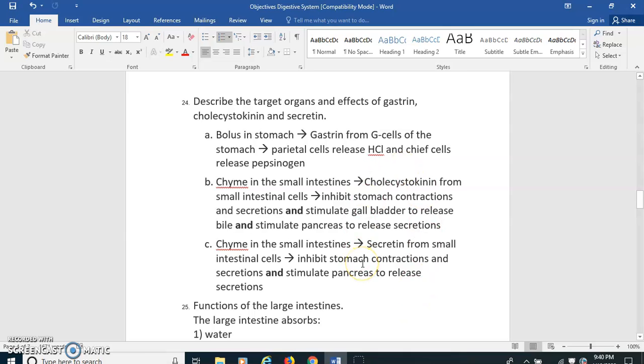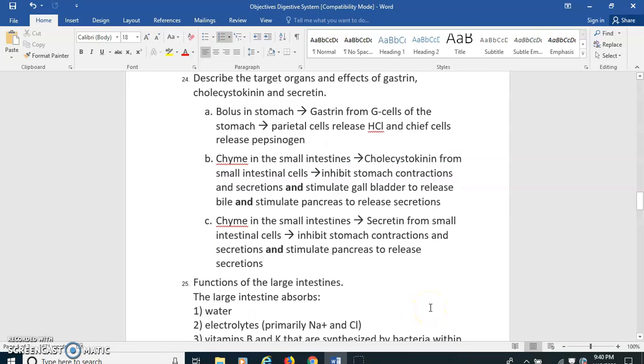So there's some other information in the book about hormones and additional functions, but these are the ones that I'll be testing you on. So, all right.